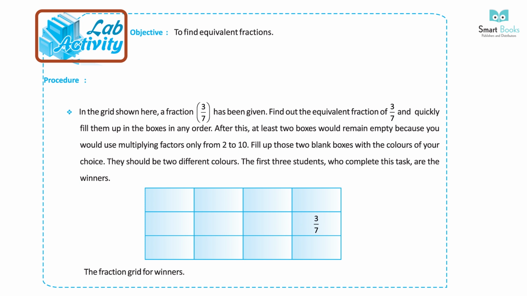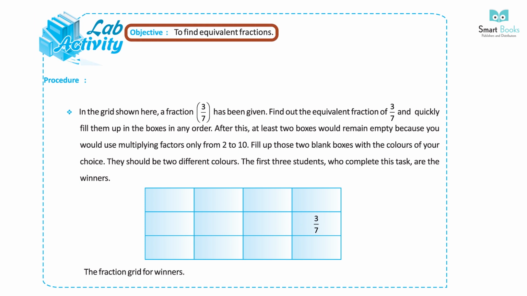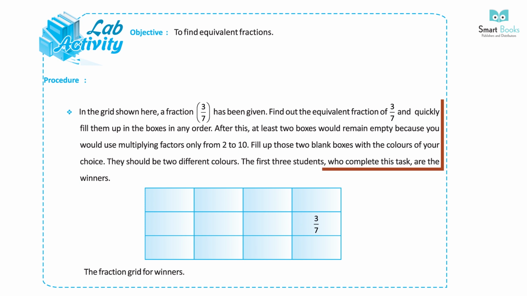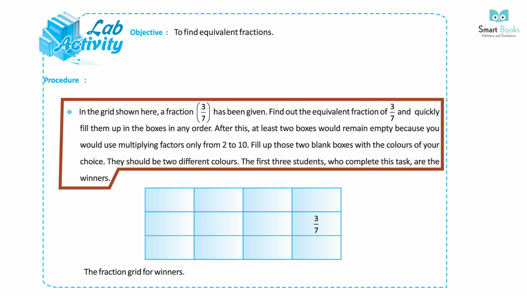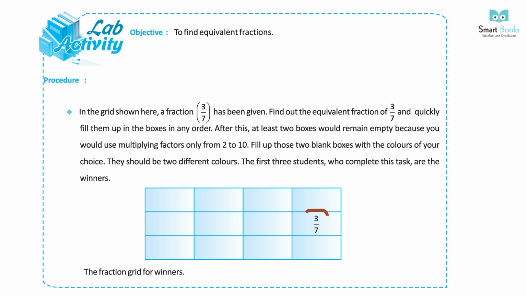Lab activity. Objective: to find equivalent fractions. Procedure: in the grid shown here, a fraction 3/7 has been given. Find out the equivalent fractions of 3/7 and quickly fill them up in the boxes in any order. After these, at least 2 boxes would remain empty because you would use multiplying factors only from 2 to 10. Fill up those 2 blank boxes with the colors of your choice. They should be 2 different colors. The first 3 students who complete this task are the winners. 3/7, the fraction grid for winners.